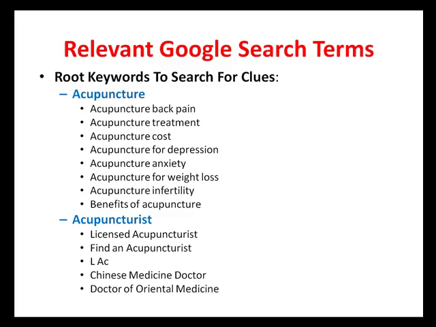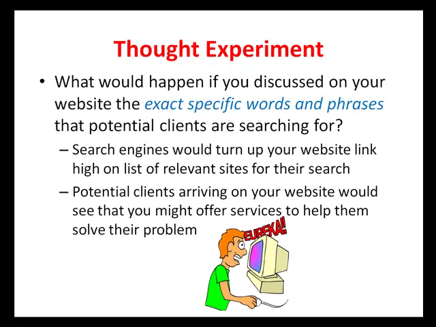What if they type in the keyword acupuncturist? Well, what that turns up as related keywords are things like licensed acupuncturist or find an acupuncturist, or if they're more sophisticated, things like LAC for licensed acupuncturist or Chinese medicine doctor or doctor of Oriental medicine. These are all very specific phrases that people might put into Google or another search engine such as Bing or Yahoo in order to find what they're looking for.